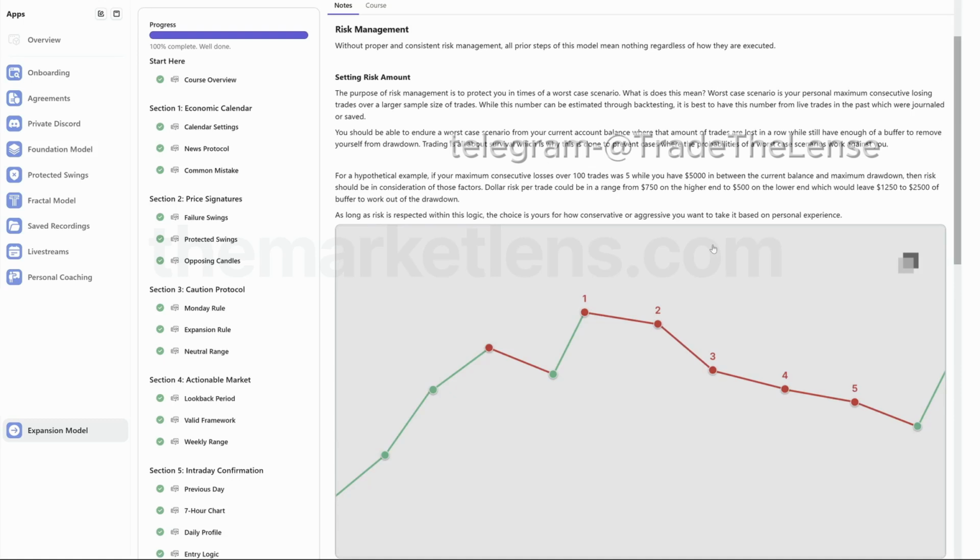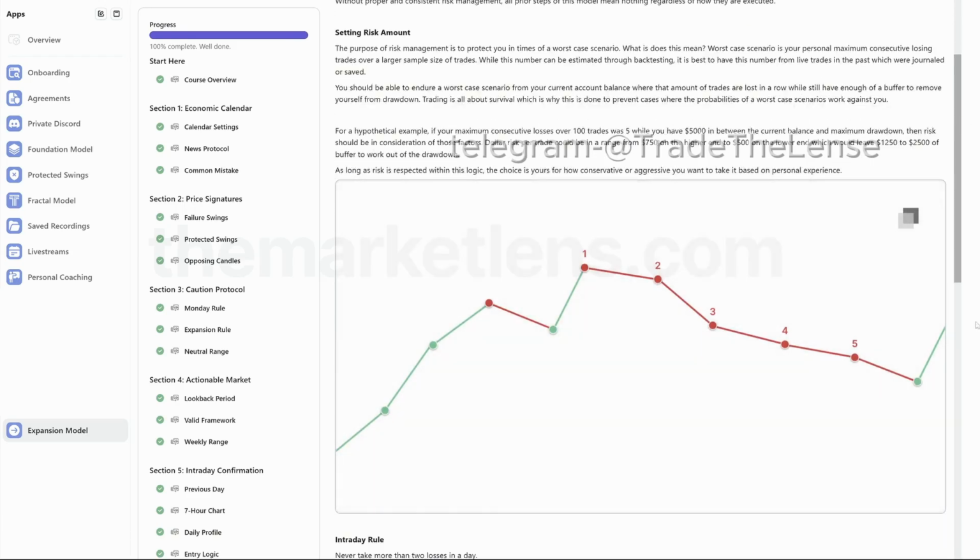Your risk management should be prepared for that. It's unlikely based on probability, but it is possible. And we want to be ready for that to happen. So you want to be able to take 5 losing trades in a row and still be able to get yourself out of drawdown in some way or another. So this is an example of that. And you just want to be aware of these things.